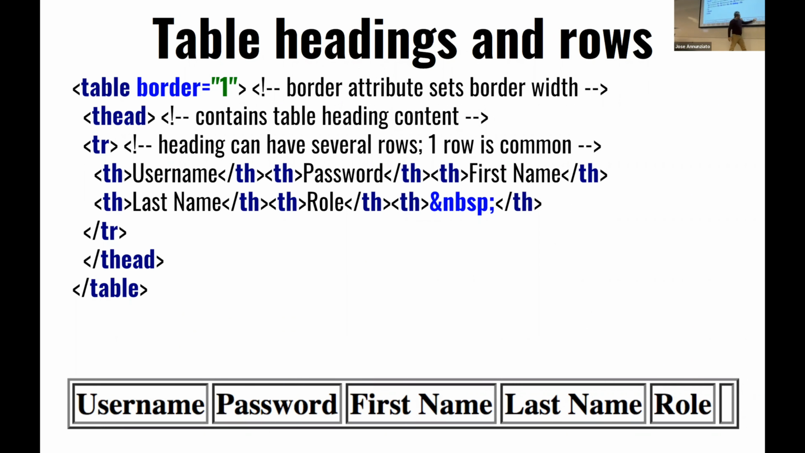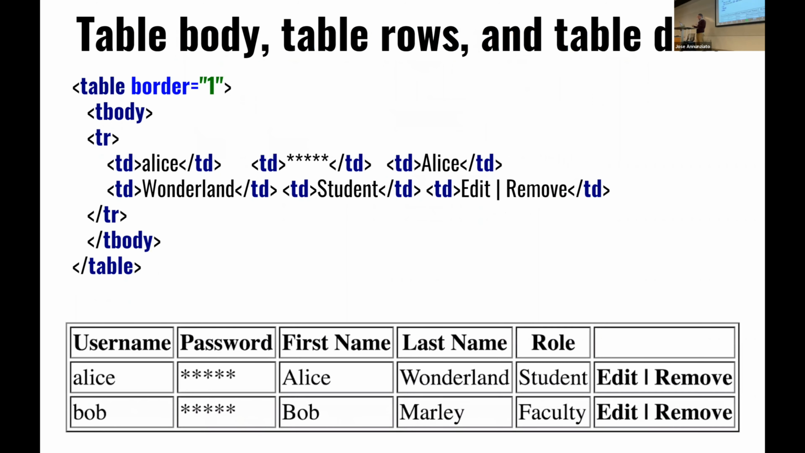Then in the body is where you would have the actual data. Here's a T body containing a single row for the values of Alice: Alice, password, Alice first name, last name, her role, and then edit and remove. See that? It renders it in a row. I didn't have space to put Bob, but it would be right under here, TR for Bob.